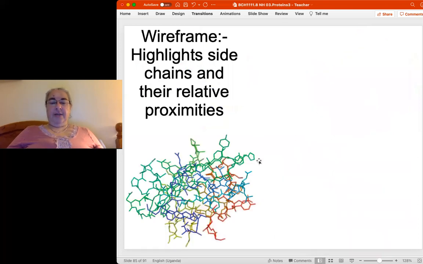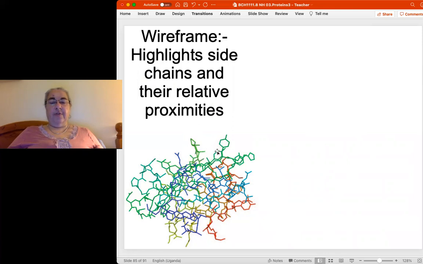Okay, the third type of diagram is called a wireframe diagram. And here we're seeing an illustration of the R groups as well. We're seeing the side groups being represented, sticking out from the main polypeptide chain. And you can see that it's a lot harder here to follow the direction of the polypeptide backbone. It's a lot more cluttered somehow, although the colors do help a little bit to guess which direction it's going in.